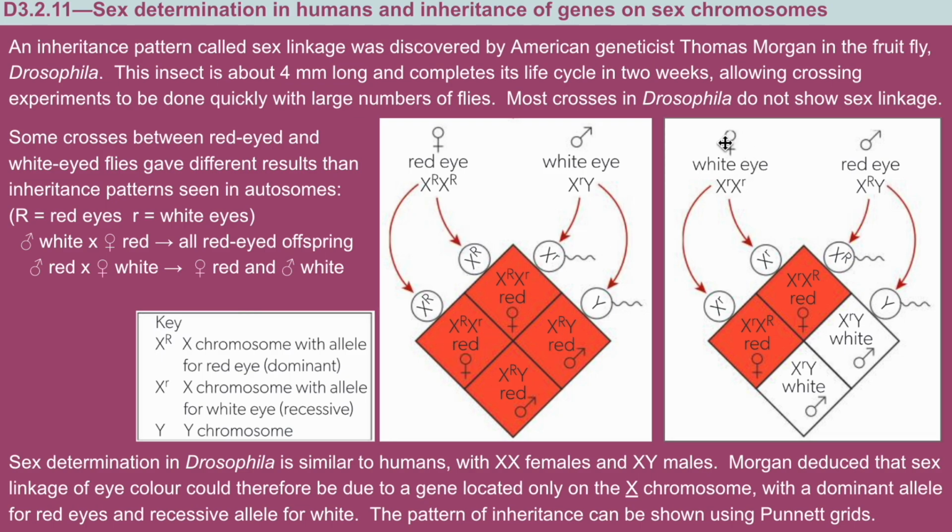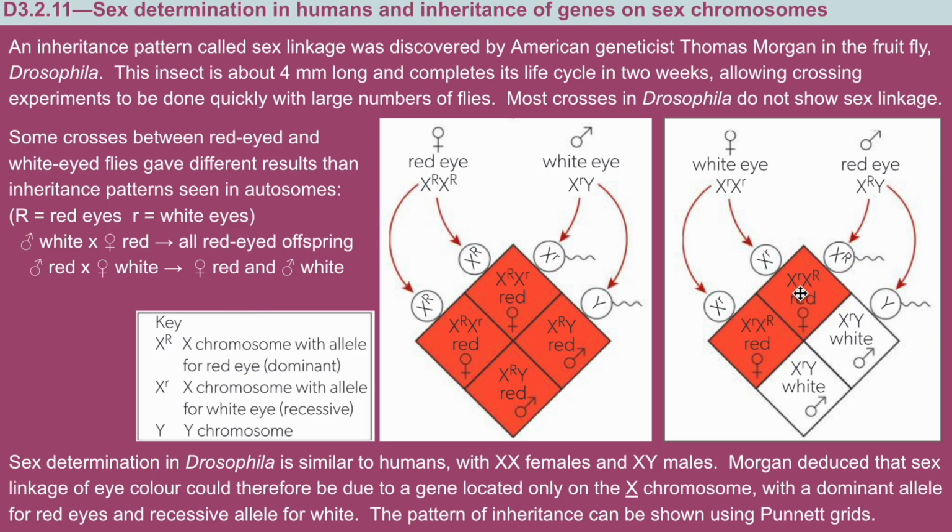Now, on the other hand, if the female was the white-eyed individual and the male was the red-eyed, we're going to see here that the female is always going to give this recessive X little r. The male is going to give the X big R. That X only gets passed on to the daughters because the sons are going to get the Y. And so the sons are only going to get an X chromosome from mom, and since mom had the recessive little r, they're going to have white eyes, whereas all of the daughters will have red eyes.